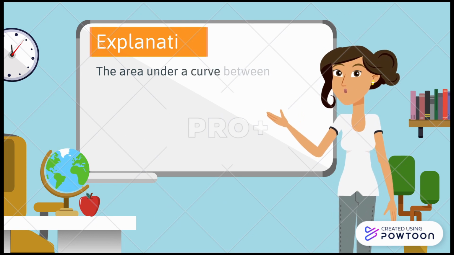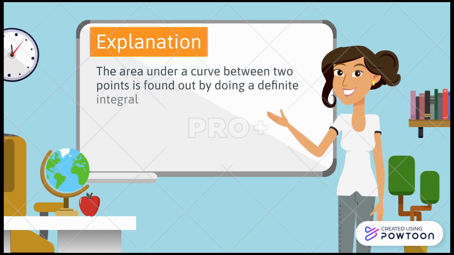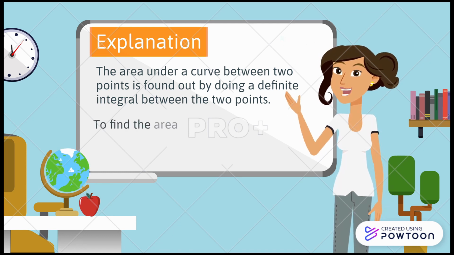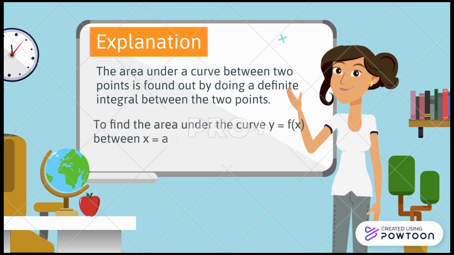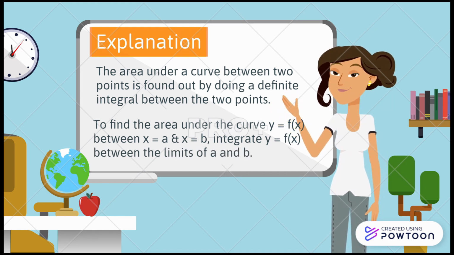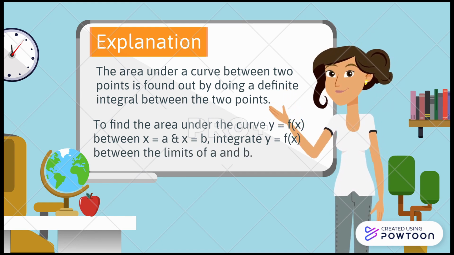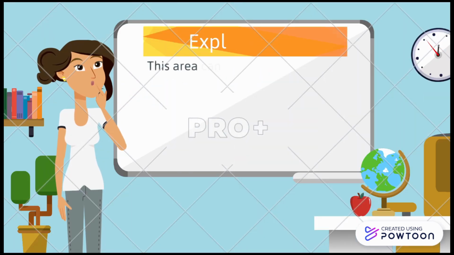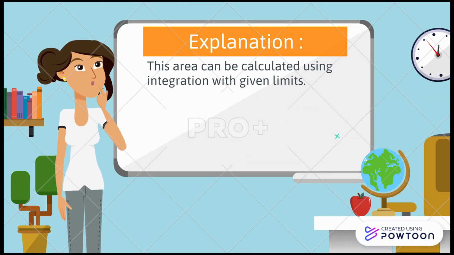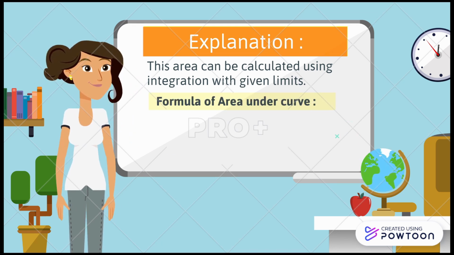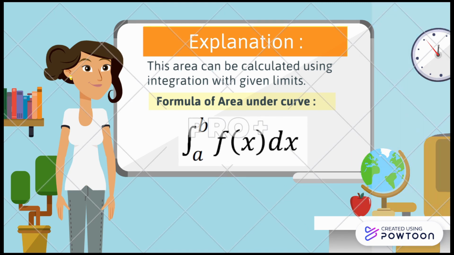The area under a curve between 2 points is found by doing a definite integral between the 2 points. To find the area under the curve y equals f(x) between x equals a and x equals b, integrate y equals f(x) between the limits of a and b. This area can be calculated using integration with given limits. The formula of area under the curve is the integral from a to b of f(x) dx.